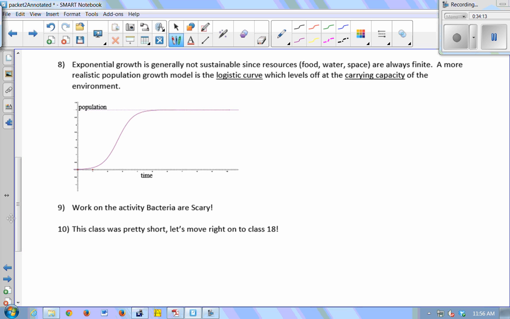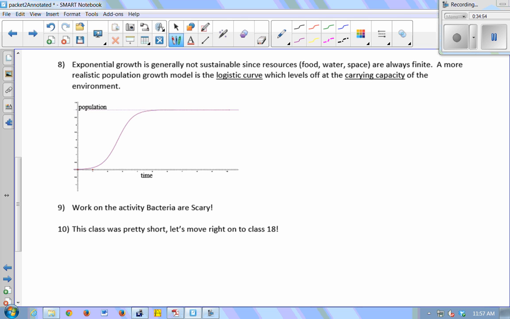All right, but exponential growth is generally not sustainable with populations of living things, right? Because resources like food and water and space are always finite. So you can't just keep growing and growing a population. A more realistic population growth model is called the Logistic Curve, which levels off at a carrying capacity of the environment. It grows really fast at first, and then it slows down as it reaches this carrying capacity, the maximum number that can live in the space that exists.